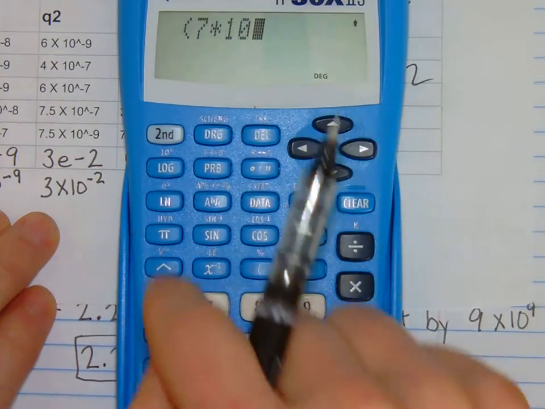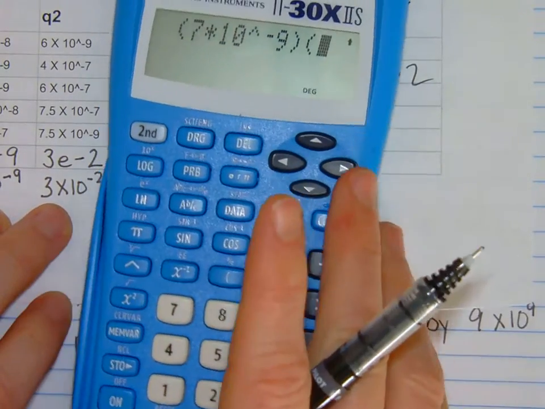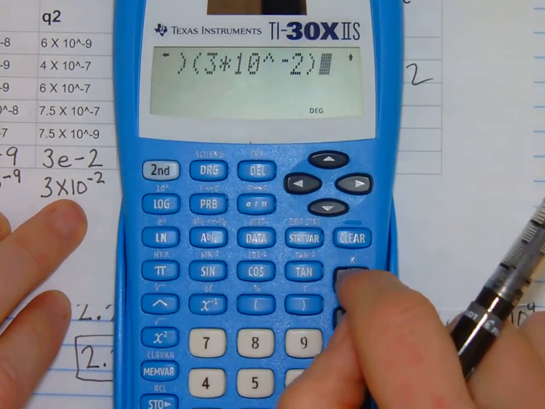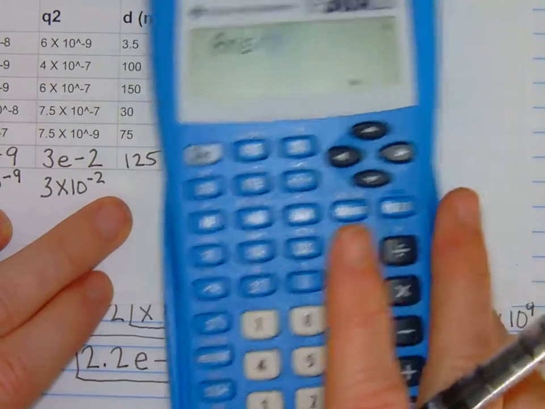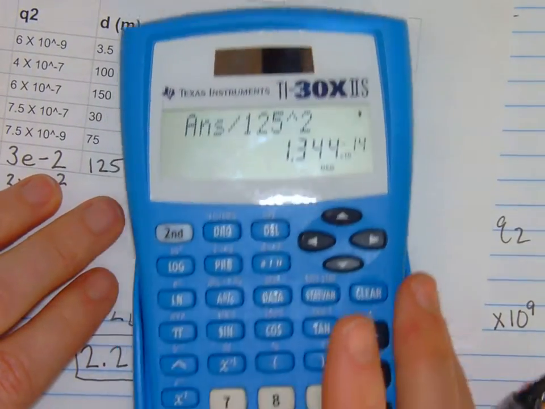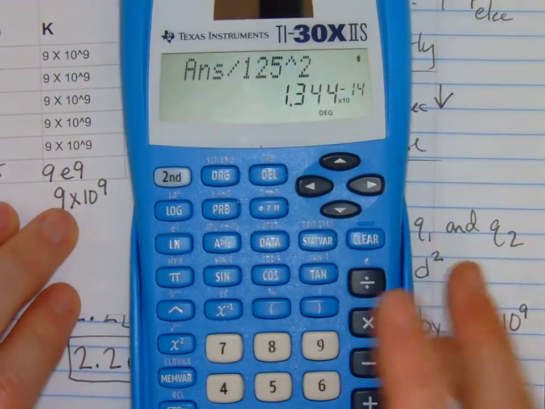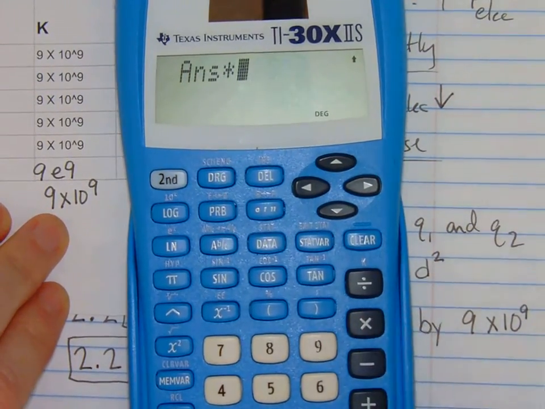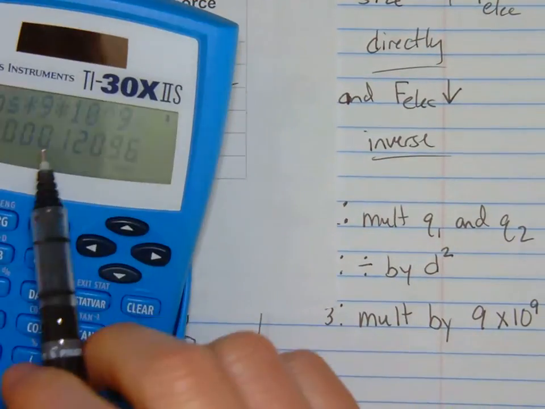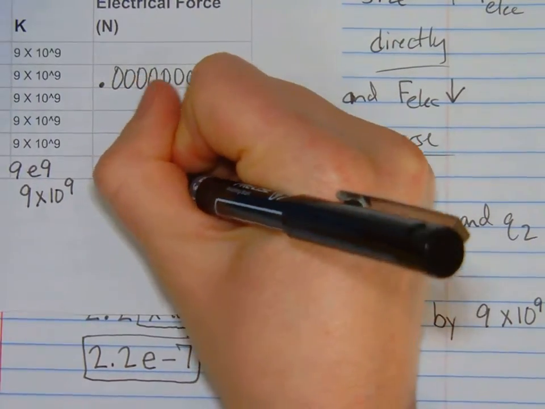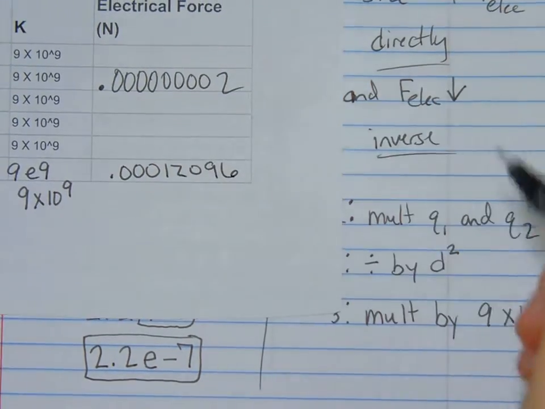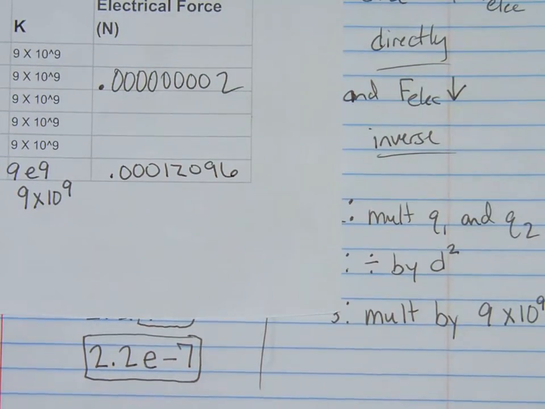So 7 times 10^-9 multiplied by 3 times 10^-2. And don't do what I did. So we've got to hit enter and then divide that by 125^2. And we get 1.344 exponent -14. But then we've got to do the third step, multiply by k. So multiplied by 9 times 10^9. Answer is 0.000012096. And again, I would type it into Moodle exactly like that.